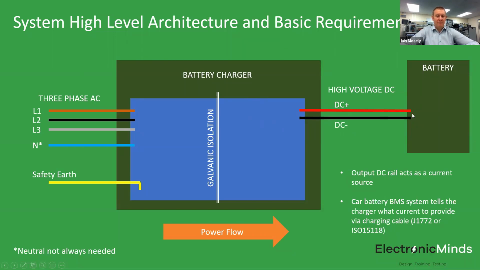Because if you imagine a situation where you've been driving down the motorway, for example, your battery is very hot, well, the battery management system in the car may actually require a lower charge current to protect the battery from overheating. So really the intelligent part of the control is managed by the battery management system, which communicates with the battery charger to tell the battery charger what current to deliver. And it does that via the charge cable. There's various different schemes, J1772 or 15118 are typical communication schemes. And they're just a communication between the battery charger and the car, but really the car is in charge of what power it wants to receive.